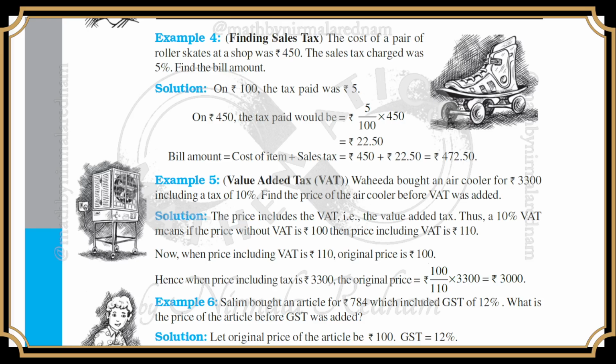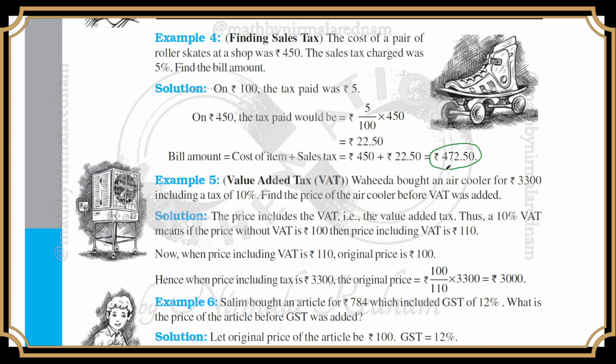What is given to us is the price of the roller skates and the tax amount. 5% is the tax amount. 450 is the cost of that particular item. So now 5% of this 450 is nothing but your tax amount, and when you add this tax amount to the cost of the item that you're buying, that will give you the total bill amount.